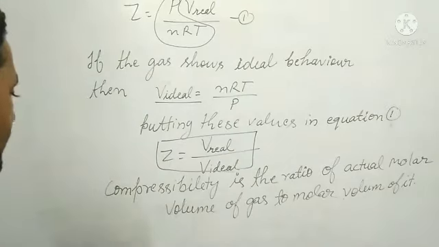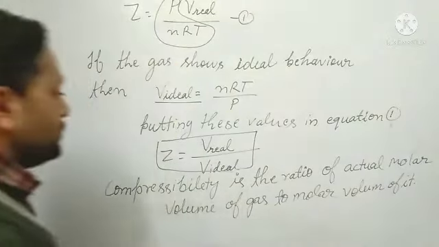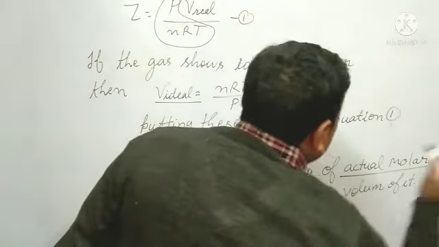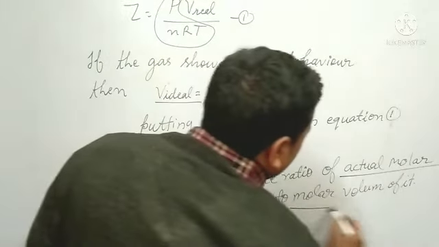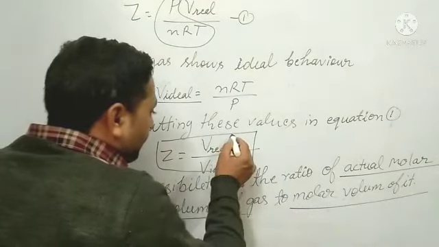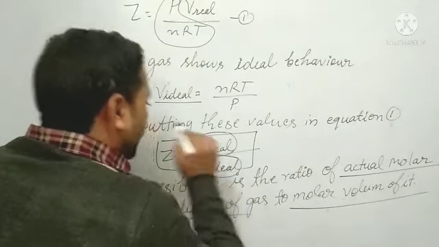On this basis we can say compressibility is the ratio of the actual molar volume of a gas to the molar volume of an ideal gas. Means the compressibility is the ratio of the volume of a real gas and the volume of an ideal gas.